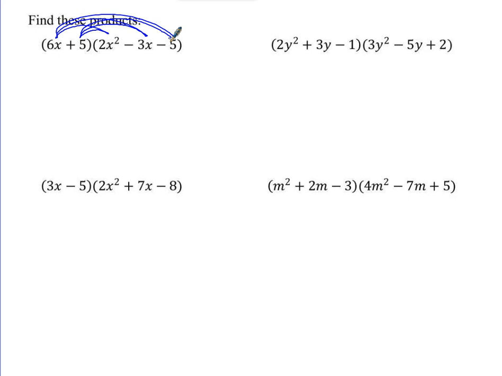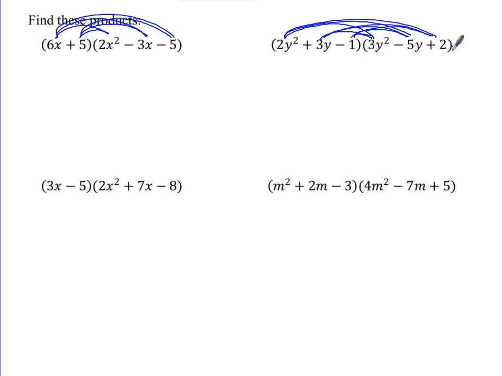You can use the box method on that. And please, on problems like this, please use the box method. Because here's what happens. As you start going through, especially on a problem like this one, I'd have to go this one times this, times this, times this. And then this one times this, times this, times this. And then this one times this, times this, times this.